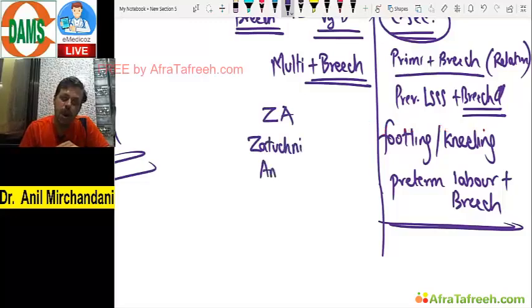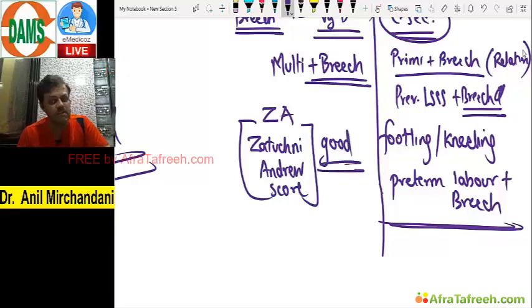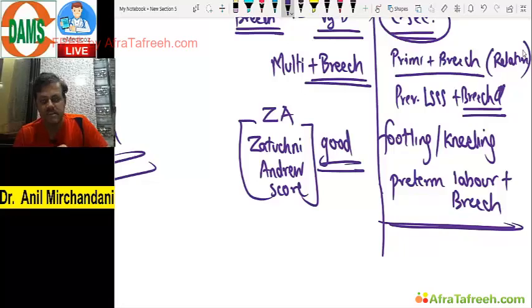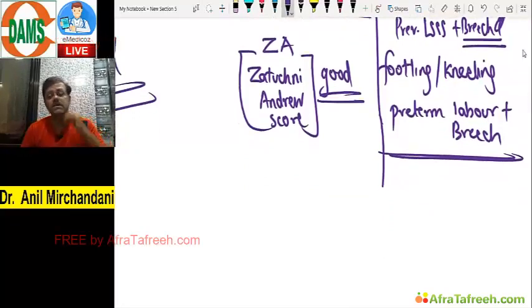There is one scoring system, Zatuchni. If this score is good, then do vaginal delivery. If the score is poor, you do cesarean section. Just remember the name, Zatuchni score. If it is good, do vaginal delivery. If it is poor, then you do cesarean section. Right?